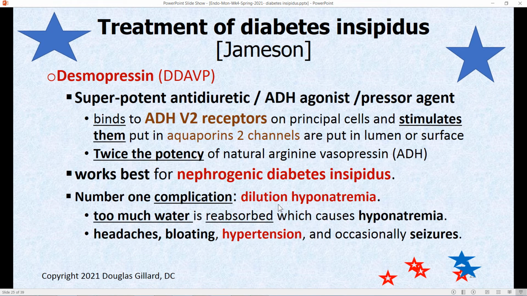All right, so what's the treatment? So you've got diabetes insipidus. What is the treatment for this? There is something called desmopressin. Anytime you see desmopressin, a pressor agent, think of vasopressin. It's going to cause water to come into the blood. So this is a very important antidiuretic. Diuresis means losing water in the urine, so anti means stopping the loss of water into the urine. It's also considered an ADH agonist.